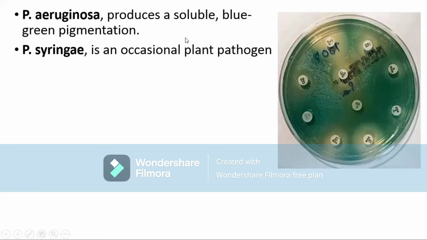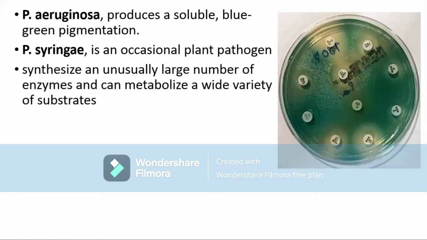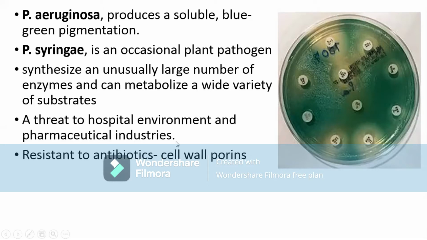Another important member is Pseudomonas syringae, and this is one of the plant pathogens which is known to cause plant infection, particularly in different rice species. Importantly, this Pseudomonas is very important regarding its ability to produce an unusually large number of enzymes, and it is also able to metabolize a wide variety of substrates. And secondly, since I told you before that once any organism is capable of degrading a wide range of complex compounds, definitely it can survive in different nutritionally low environments.